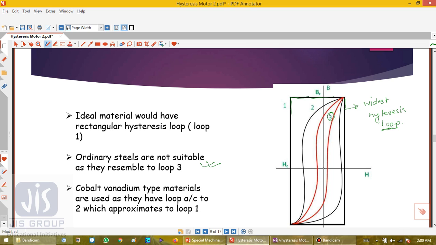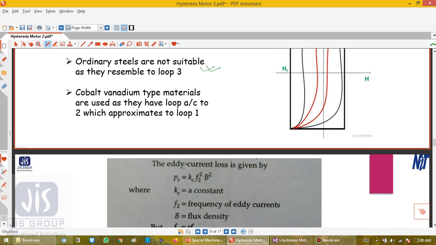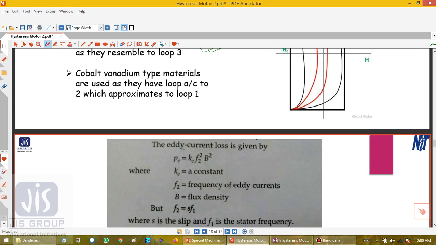This is 2 for cobalt vanadium. So this 2 which is approximated to loop 1. Okay. So now, in addition to this, the stator magnetic field produces eddy current in the rotor, and this eddy current produces its own magnetic field.